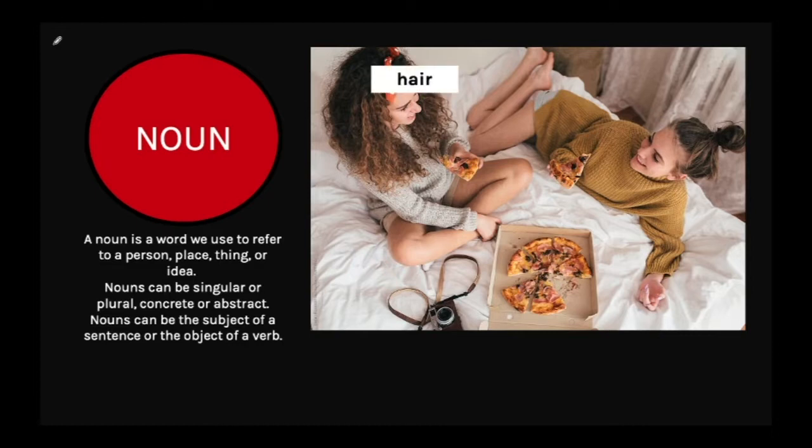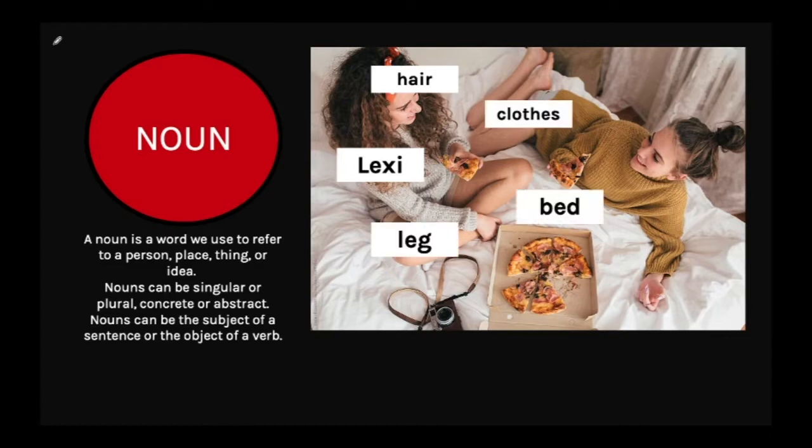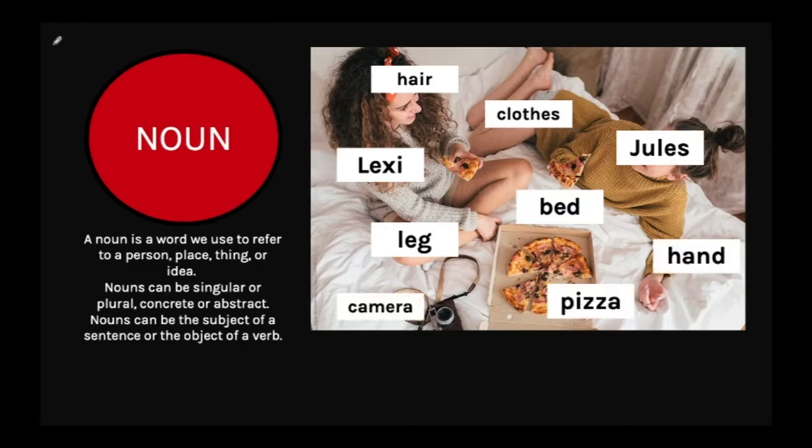So the nouns in the picture are her, Lexi. Lexi is a proper noun, so we use a capital letter. We have clothes, leg, bed. Jules is also a proper noun, so we use a capital letter. We have hand, pizza, camera, and friendship. So remember that nouns are words we use to refer to persons, places, things, or ideas. Friendship, for example, is an abstract noun, and bed or leg are concrete.